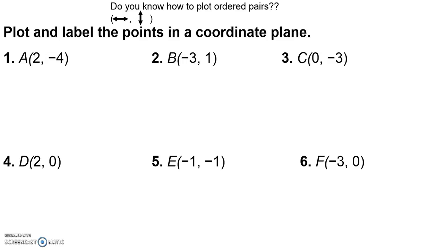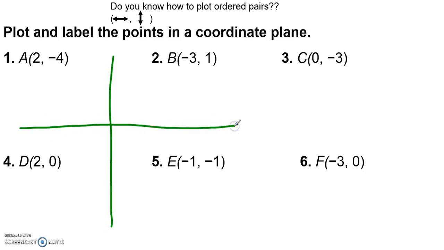Okay, so I'm going to just plot maybe 3 of them, and then you can do the rest. I'm just going to use one coordinate plane. So 2, 1, 2, and then 1, 2, 3, 4, 2, -4, that's supposed to be a filled-in circle, A. Okay, and then B is 1, 2, 3, and then up 1, so here is my B.